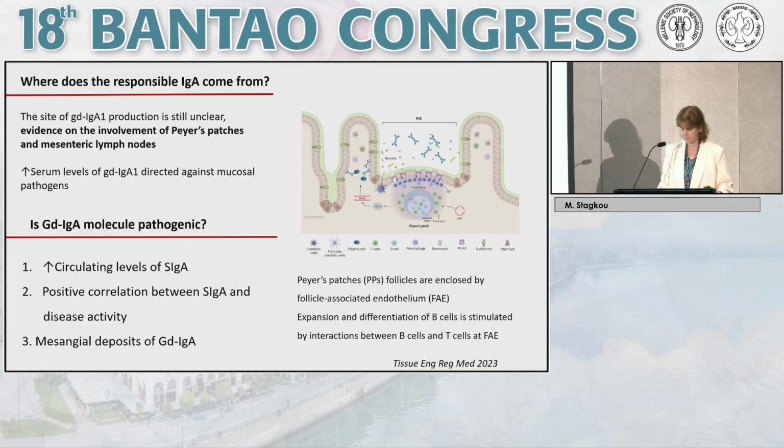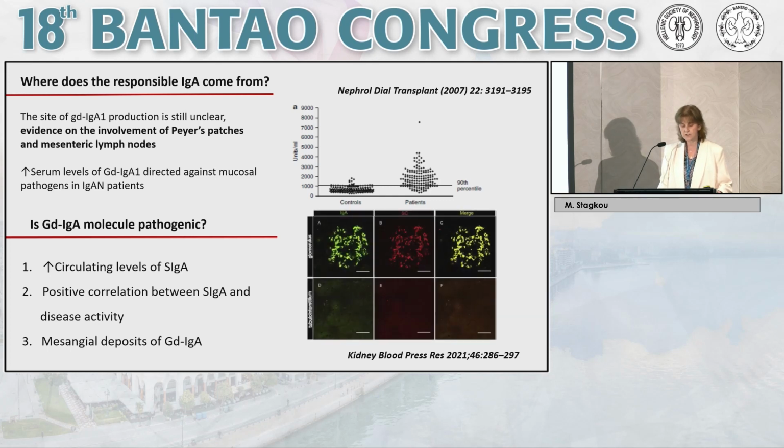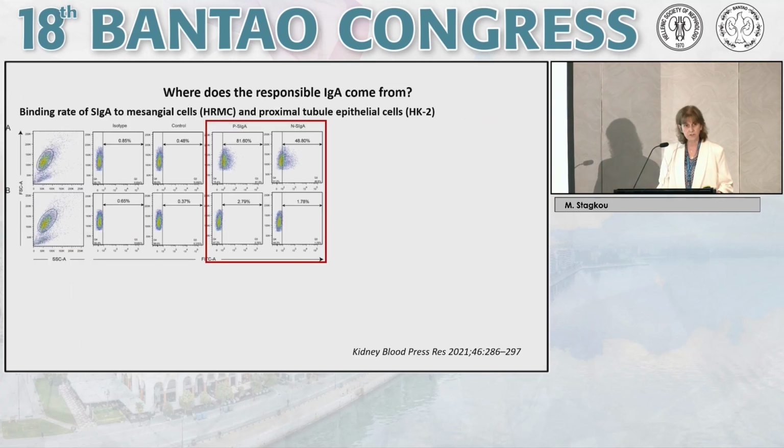The second question is, is that molecule pathogenic? We think they are pathogenic because they are increased in patients with IgA nephropathy. They have a positive correlation with the disease activity, and there is a lot of deposition of deficient glycosylated IgA molecules in patients with IgA nephropathy, and they colocalize with C4d complement. So they are pathogenic, and we think that they are produced in Peyer's patches in the small intestine.